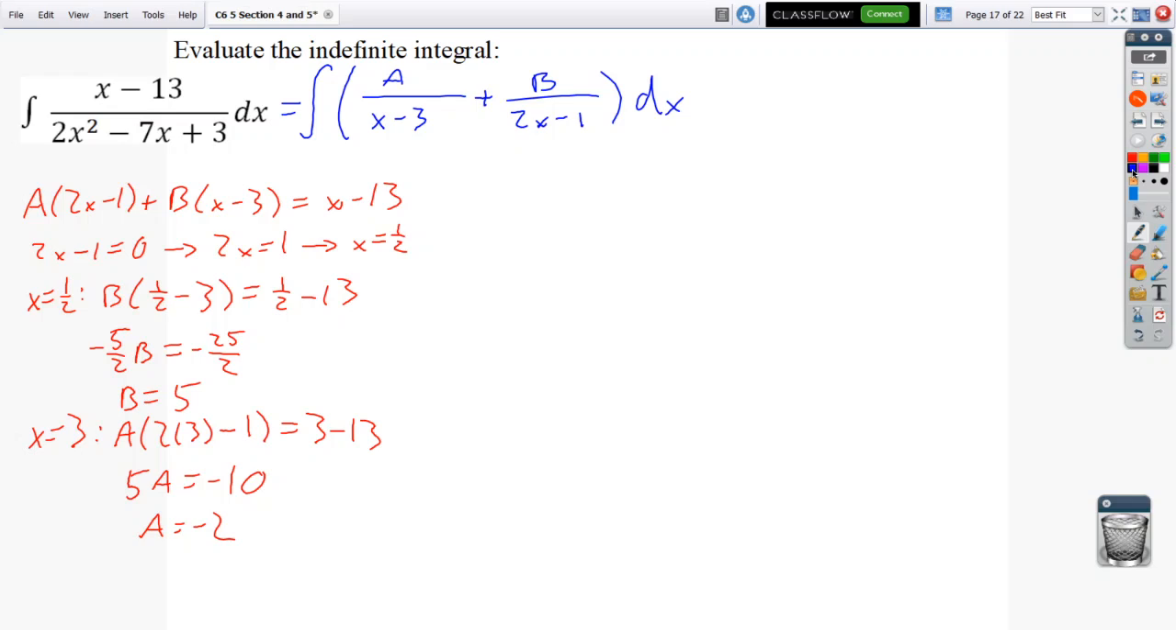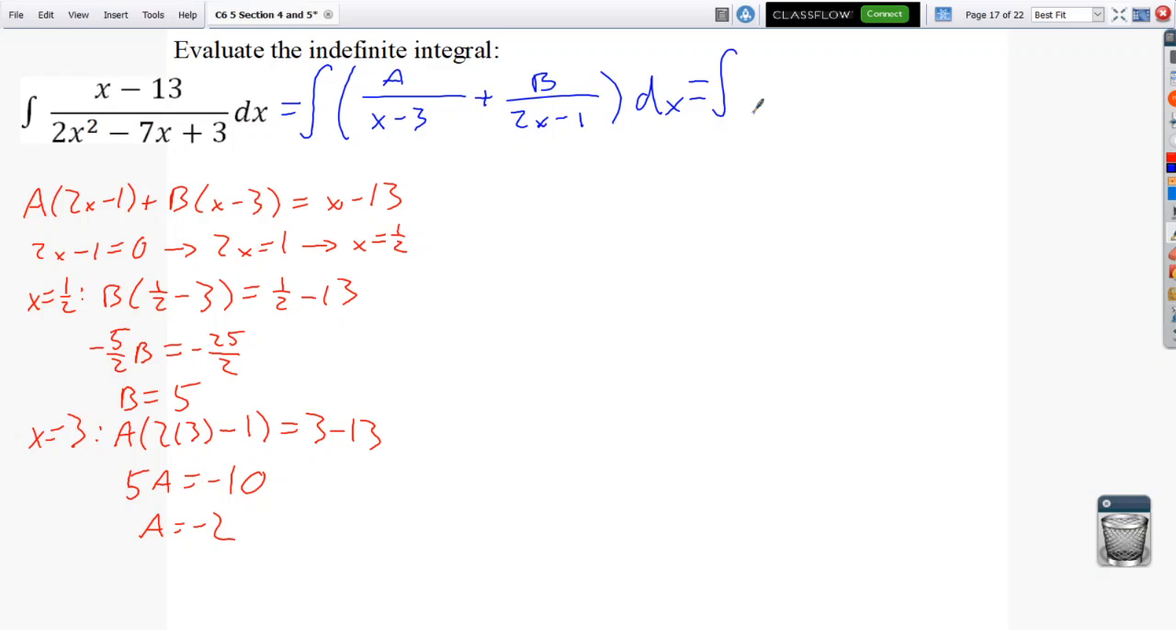From here, it is extremely formulaic, although there is a mistake that I know is going to nab some of you. So here we would have A, -2, over x minus 3, plus B, 5, over 2x minus 1, dx.